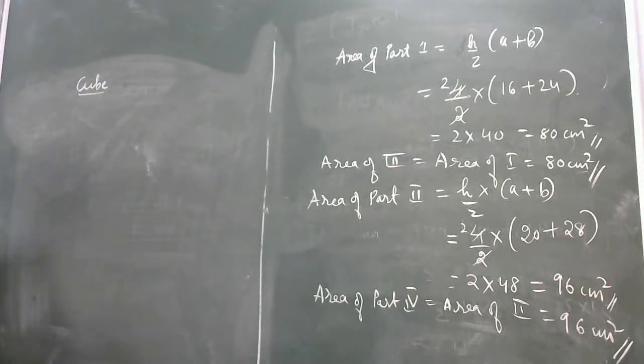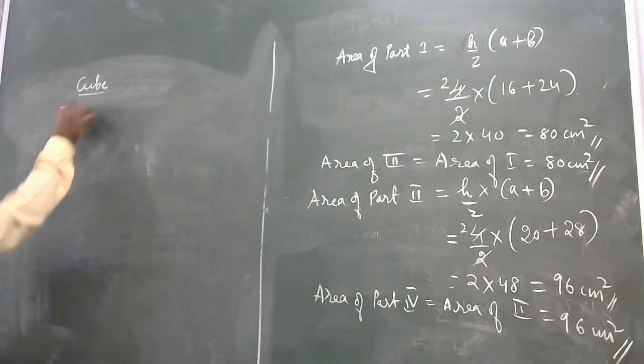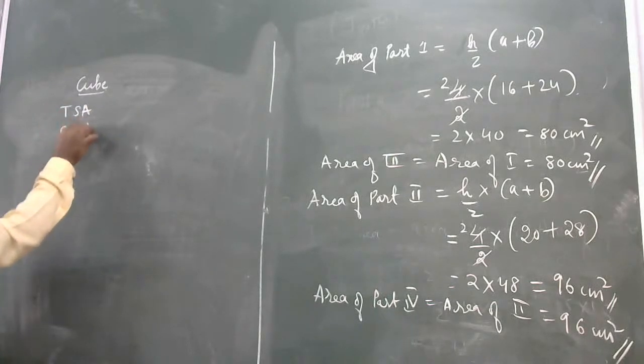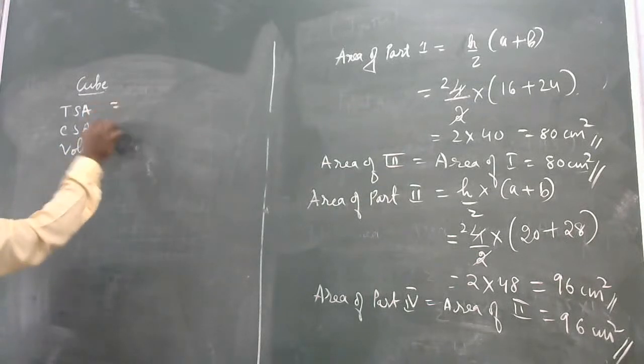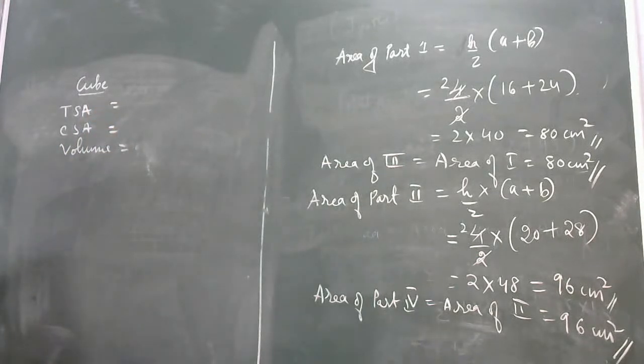So in case of cube, what are the formulas that we have learned? One, we have learned about total surface area, that is TSA, CSA and volume. So these three formulas we have learned for all the shapes: cube, cuboid, and cylinder. What is the TSA of cube? Total surface area. What is the formula?